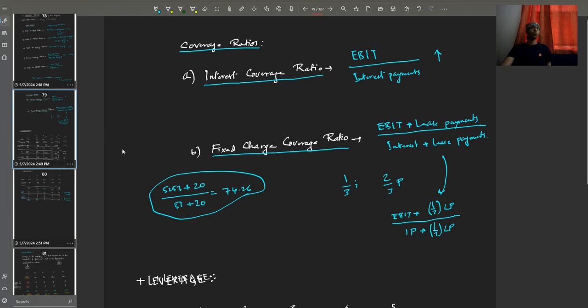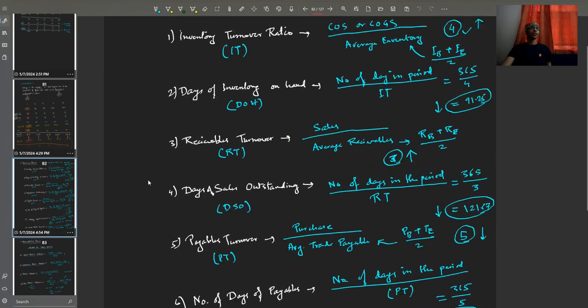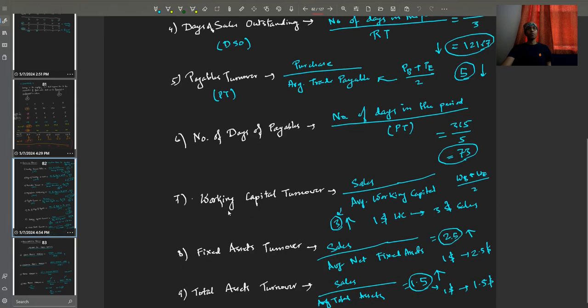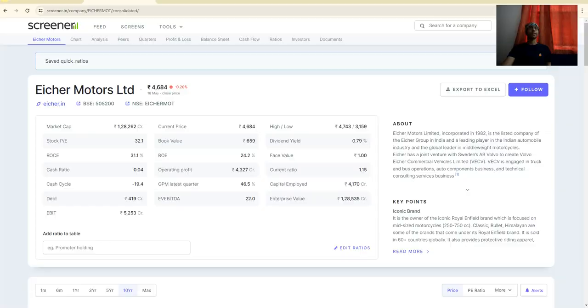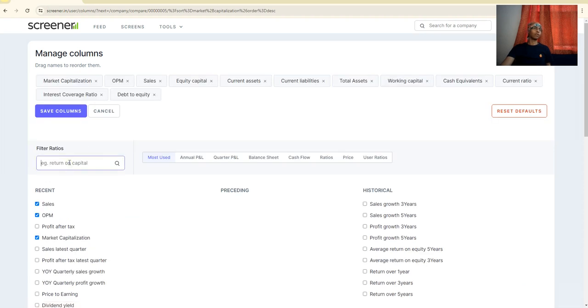Now we'll move into the next set of ratios, which is activity ratios. Now we can come to working capital turnover. Working capital turnover. Let's see. Let's get to this one. And let's take our working capital turnover.